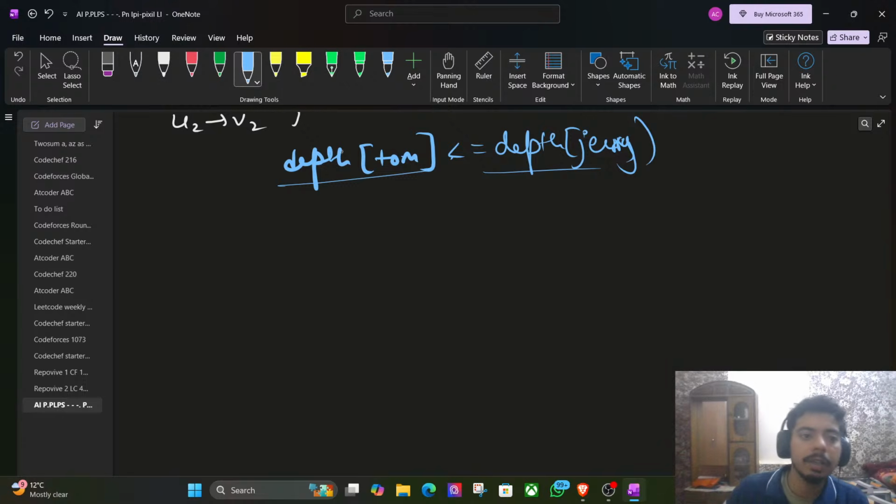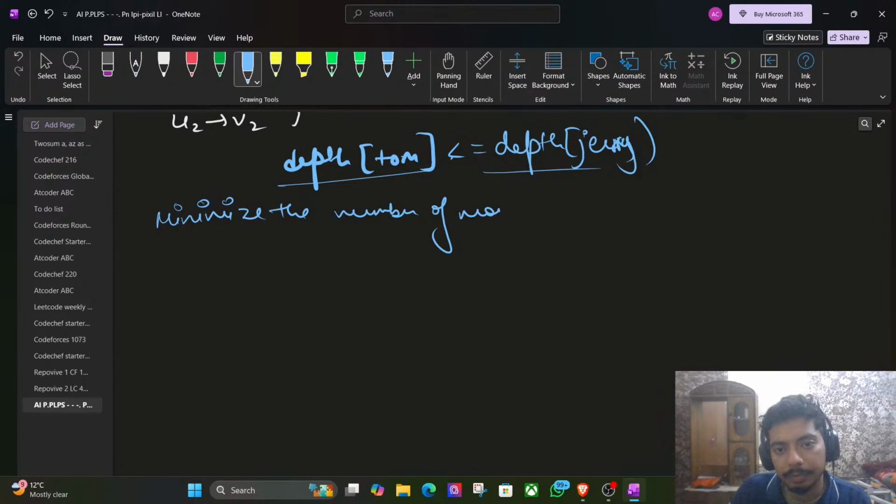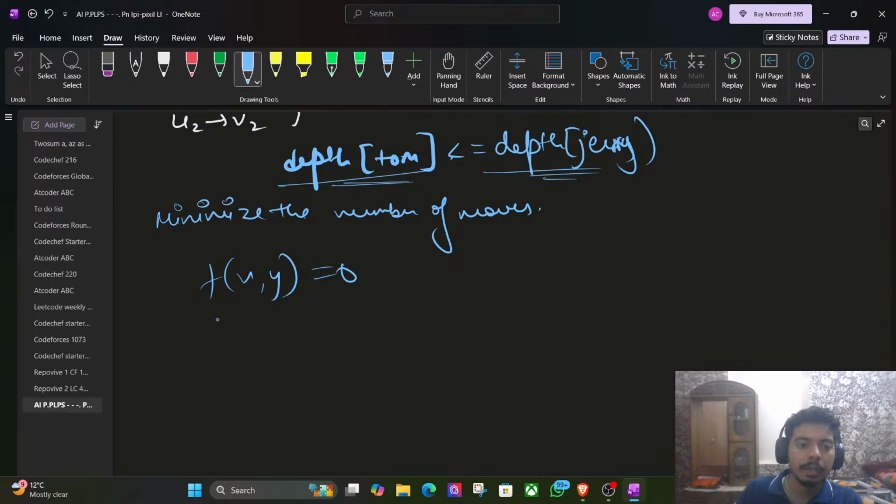Now we have to minimize the number of moves. Okay, first we have to minimize the number of moves. Okay, so we are choosing some conditions. While we have to minimize the number of moves, take care of this thing that Tom must be above Jerry, and if x, y, when your Tom is below Jerry, it will be 0, and for the rest of the x and y we have to calculate the cost.